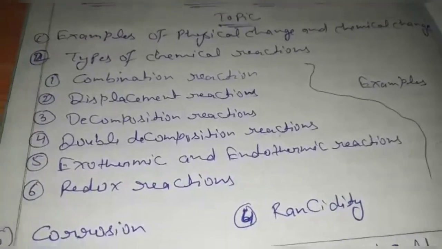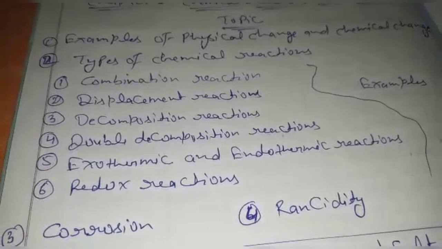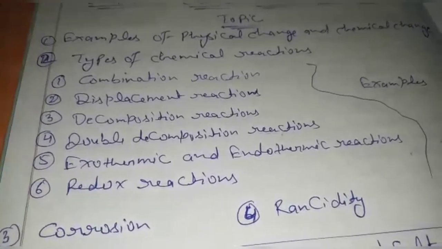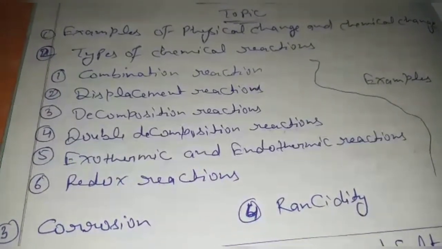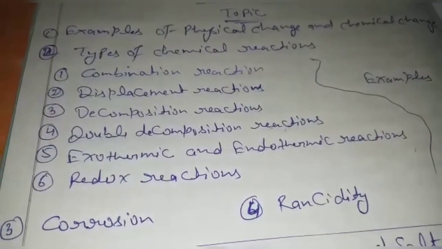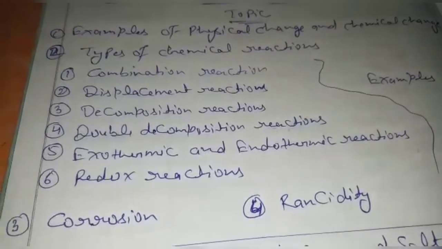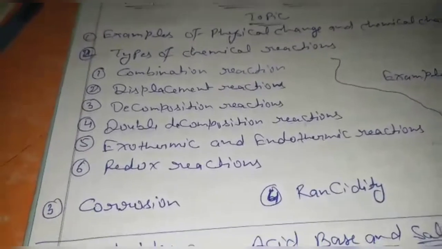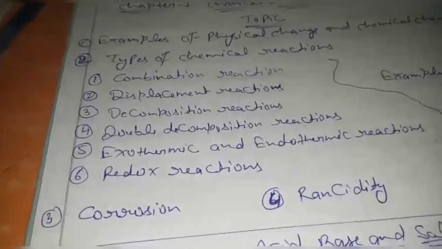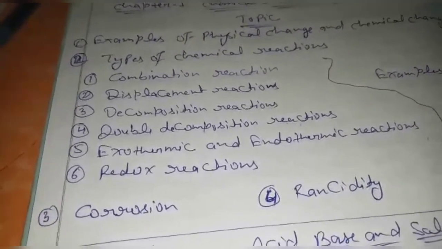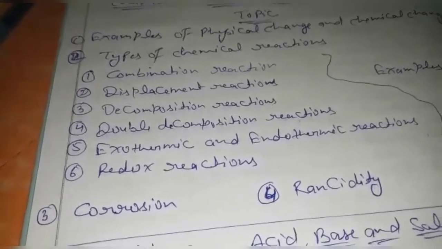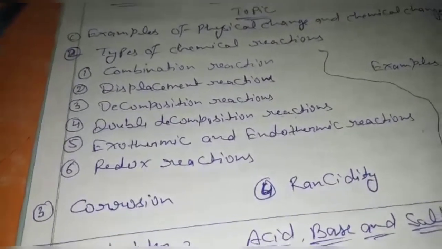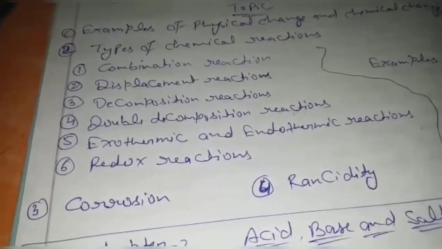Redox reaction. What is redox reaction? Redox reaction is those chemical reactions in which oxidation and reduction occur simultaneously. Okay. Corrosion. Corrosion means slow decay of metals on exposure to air and moisture. Okay. An example is rusting of iron.